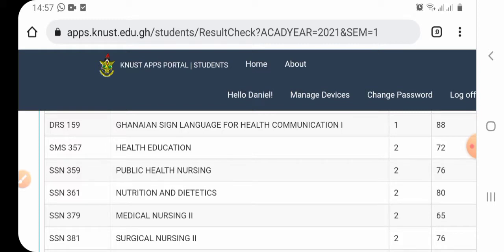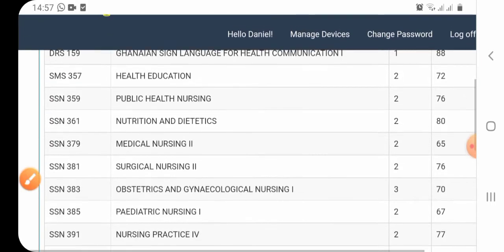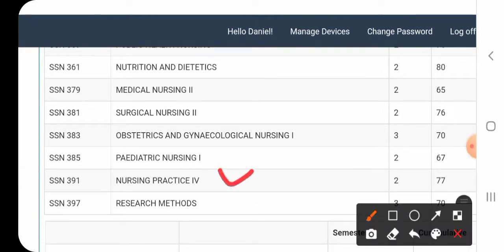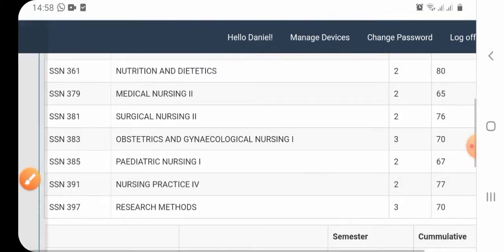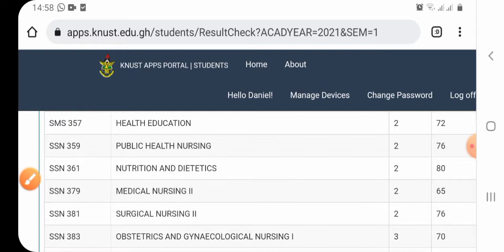Okay, so courses that will be similar to the midwifery will be Ghanaian Sign Language, public health nursing, nursing practice. There will be midwifery practice for you guys. Okay, and I think research methods. So I think we had three courses in common. So you meet them during those courses.